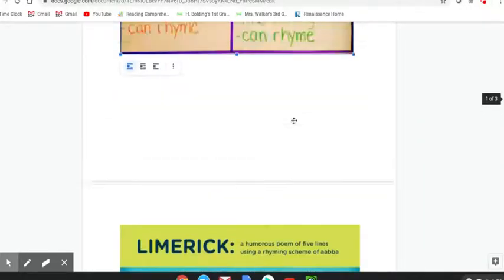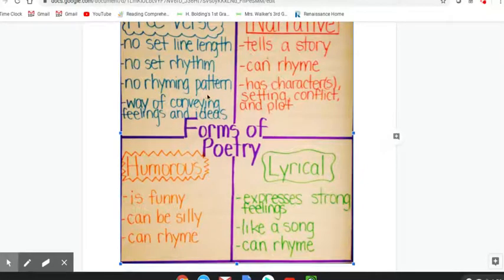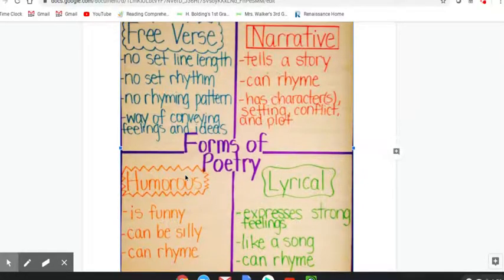Now, sometimes free verse can go along with narrative or humorous. So I don't want you to get trapped in a box. Don't think that if you're writing a funny story that it can't tell a story like a narrative would, okay? Don't make yourself stay inside this box. Pull in whatever you need to write me a poem, but you are to write a poem.